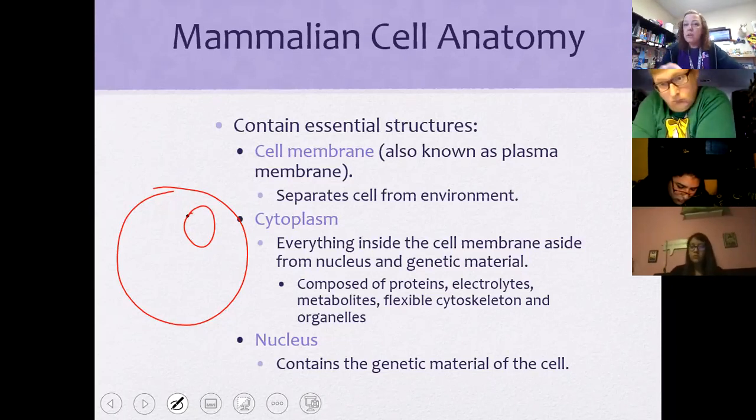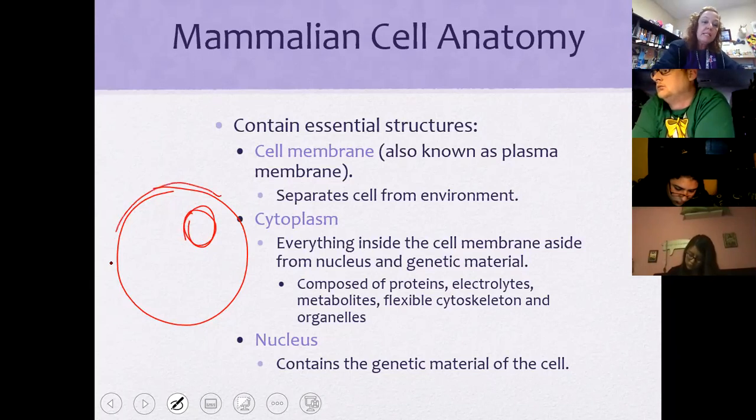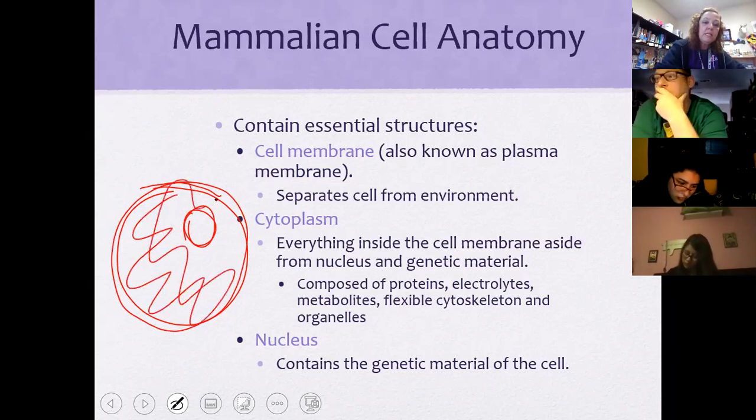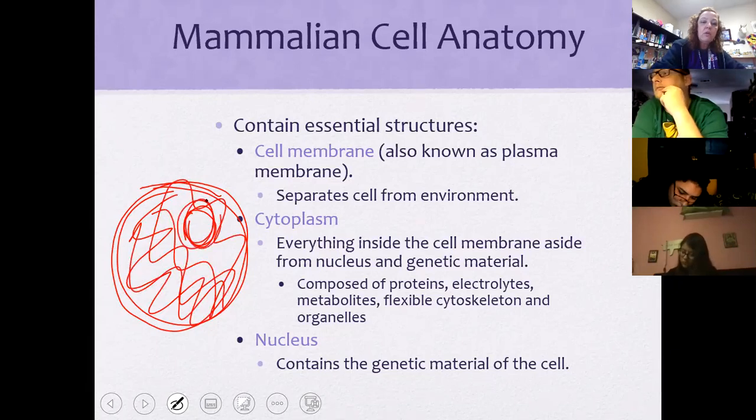And then, of course, the third and final structure is the nucleus, which contains our genetic material. So our cell membrane is the skin of the cell. Our cytoplasm is this jelly-like substance, literally everything inside other than the nucleus, which is right here and is a separate structure.